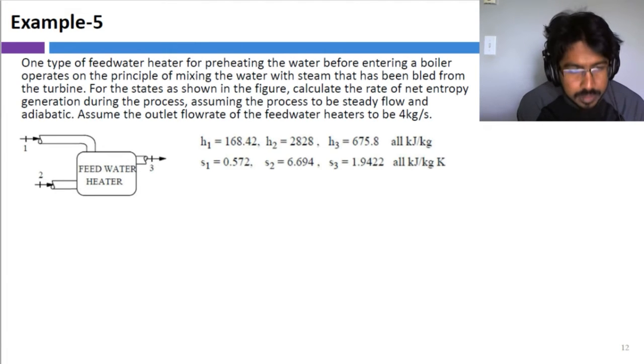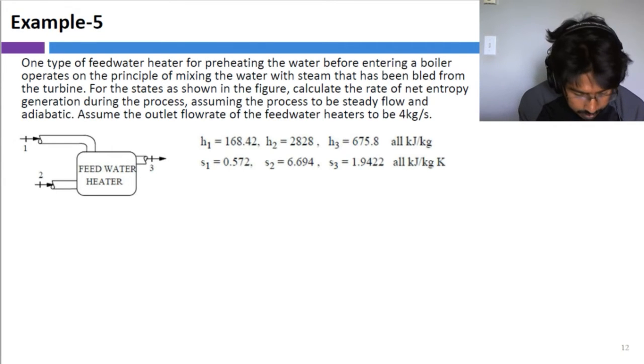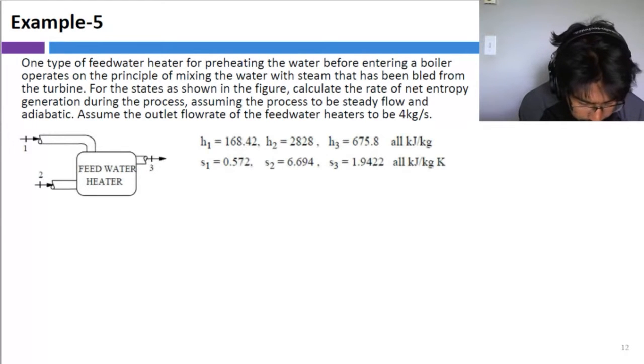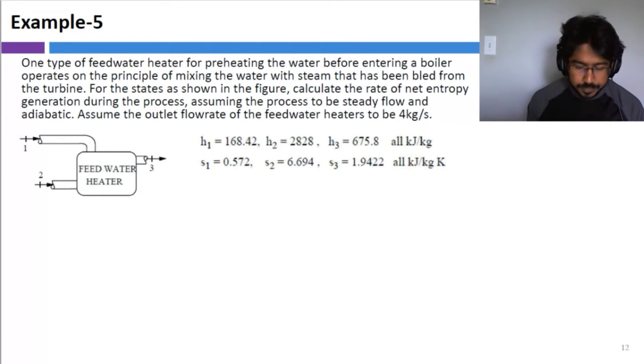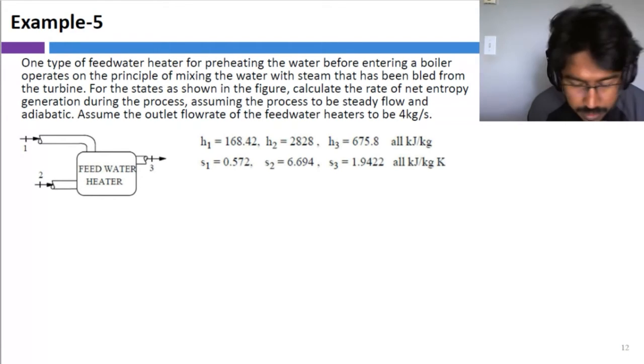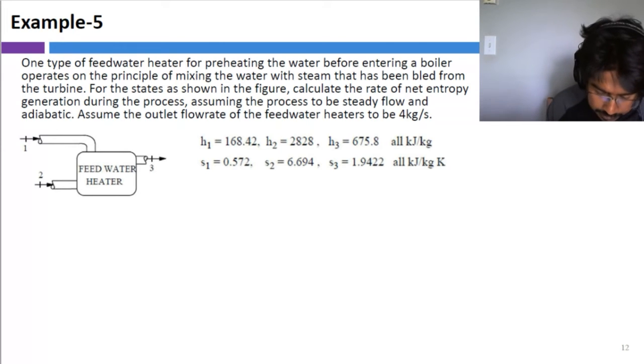So basically it says this feed water heater mixes the water with steam, and then for the states as shown in the figure, calculate the rate of net entropy generation during the process, assuming the process to be steady flow and adiabatic. Assume the outlet flow rate of the feed water heater to be 4 kilograms per second. Okay, so now the question asks the entropy generation.